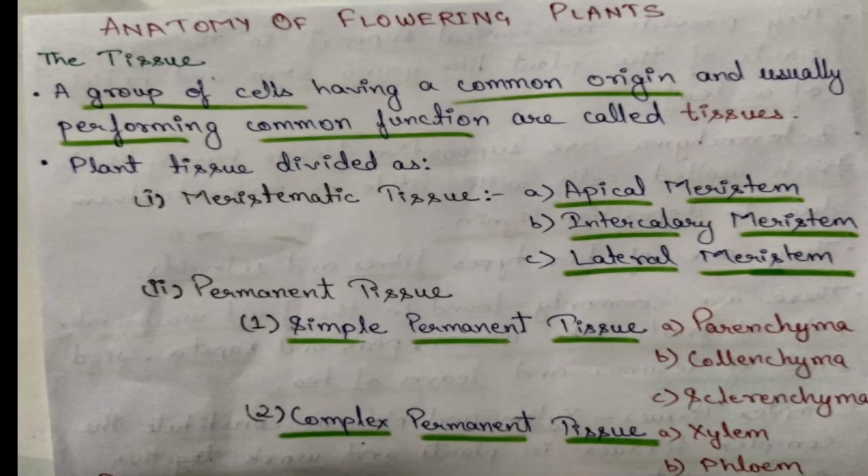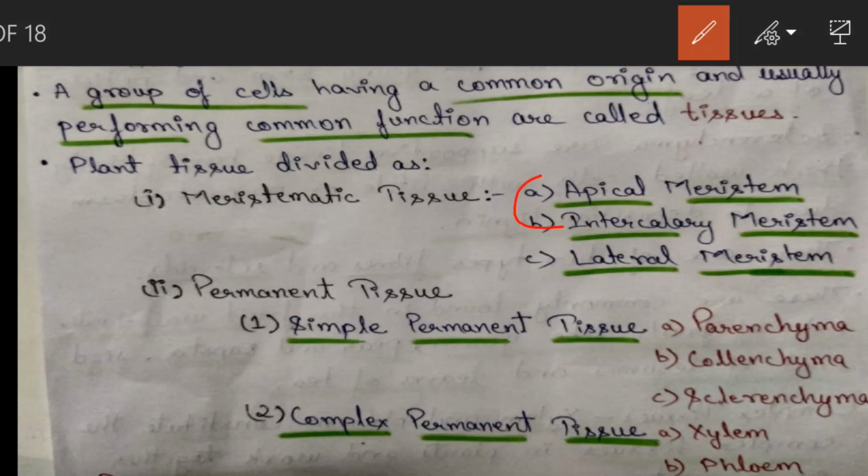Plant tissue is divided as, first category, we have meristematic tissue. In this we have three meristematic tissues: apical meristem, which is found at shoot tip and root tip. Second, we have intercalary meristem, which is found at base of leaf at internodes. And third, we have lateral meristem, which is found below the cork, in vascular and cork cambium. So apical meristem and intercalary meristem are primary meristem, and lateral meristem is secondary meristem.